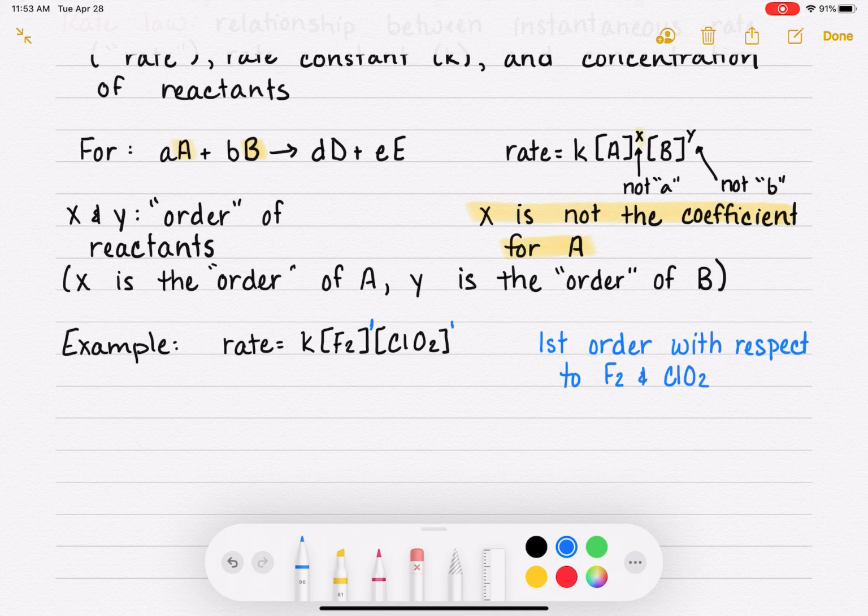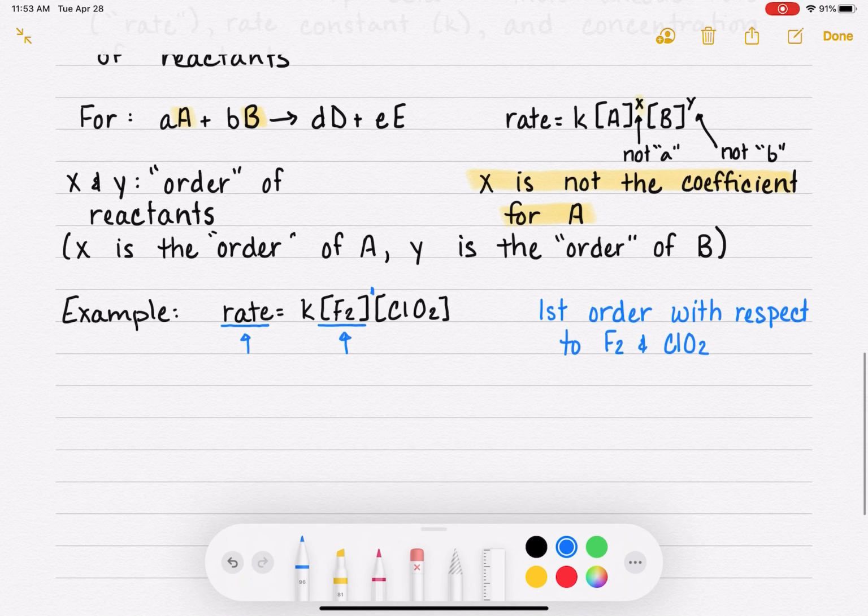And this is just letting us know a couple of things. It's letting us know how many F2 molecules and how many ClO2 molecules actually have to interact in this reaction. And it's also giving us some information about the relationship between the concentration of F2 and the rate of the reaction, because the exponent here is a 1. As we increase the concentration of F2, the rate of the reaction is going to increase by the same amount.